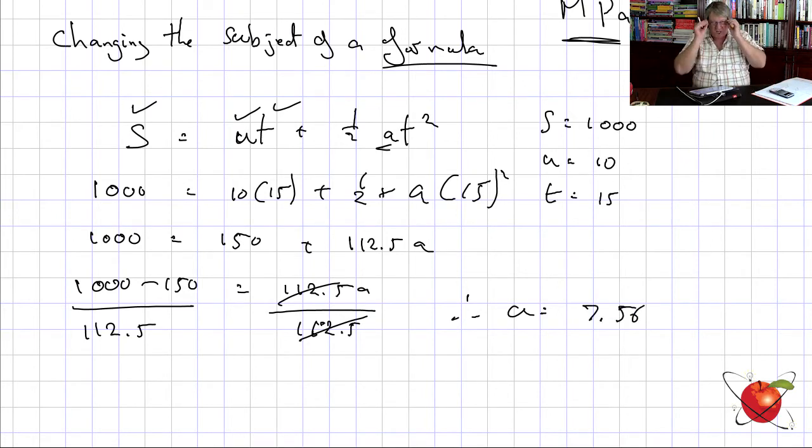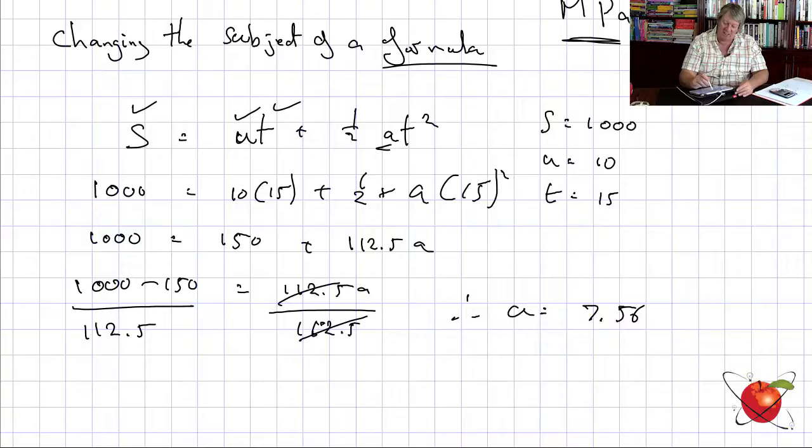Okay, so when we have to change the subject, I prefer that instead of messing around with the equation and going through the process of saying, well, A is S minus that times 2 divided by T squared, I personally prefer to just put everything in, because it highlights for me over here that that's what I'm looking for. That's what I don't know. It makes it actually simpler.